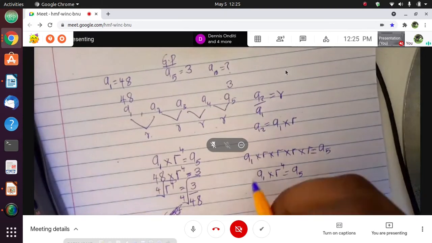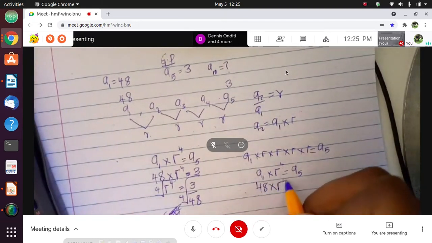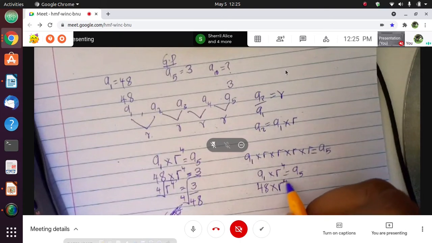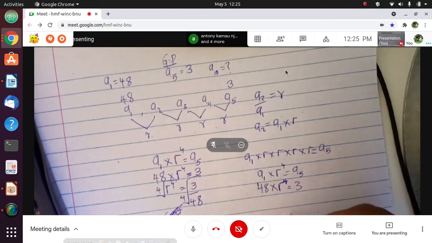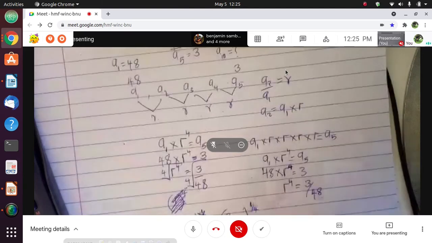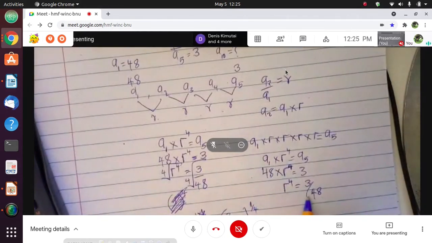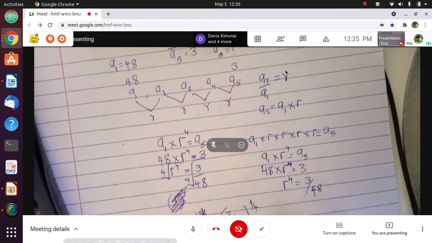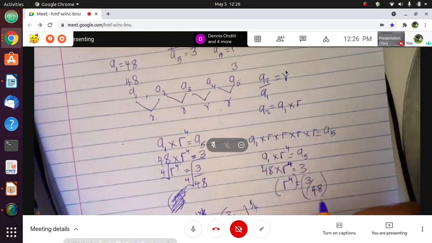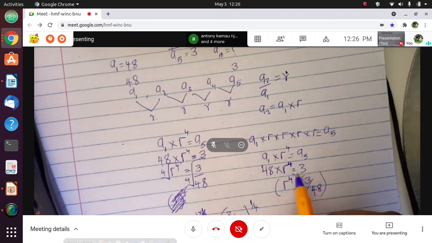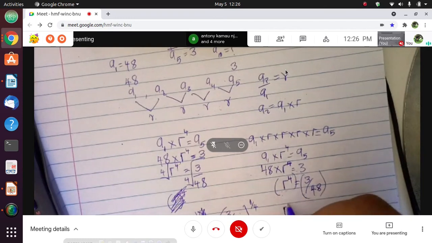We have the value of A1 as 48. We have multiplied 48 by the common ratio 4 times to give me the value of A5, which is 3. Therefore, the common ratio can be found by taking the fourth root of 3 over 48. An easier way of doing that without using your calculator is by using the indices, the property of indices we went through in our first class. When you have a number that is raised to a power and then you raise it to another power, the powers multiply each other.